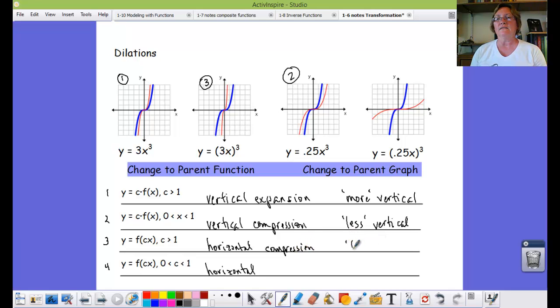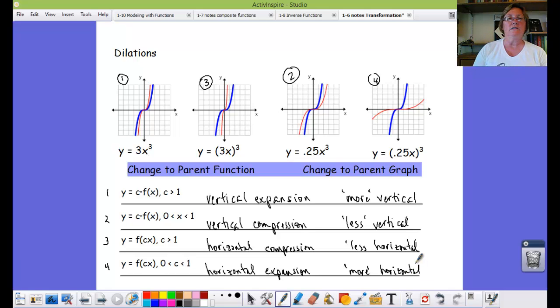That is, it is less horizontal. The remaining picture here shows us a multiplier inside that is a fraction, and notice how wide that gets. It's getting way, way, way more horizontal there. This is a horizontal expansion because it is becoming more horizontal.